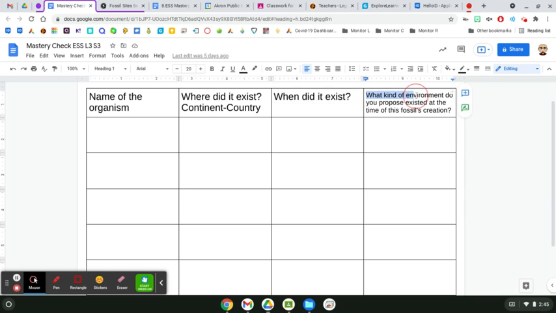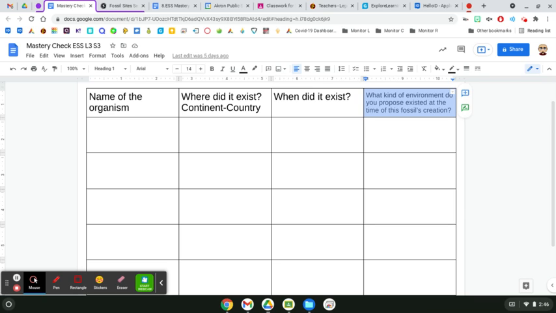And what kind of environment do you, the student, propose existed at the time of that fossil's creation? So meaning, what kind of environment? Say we find a fossil of a fish. Obviously, that is an aquatic organism, water. So it was in an environment where there was water.